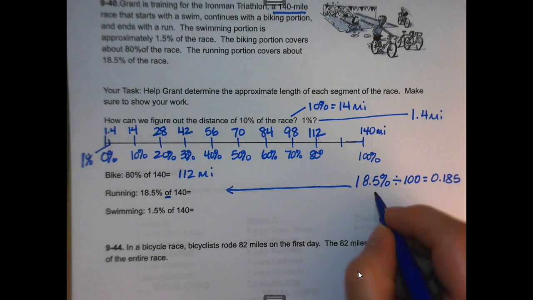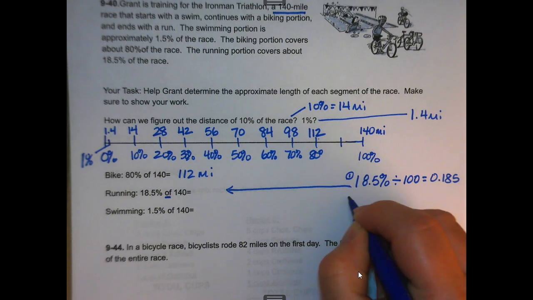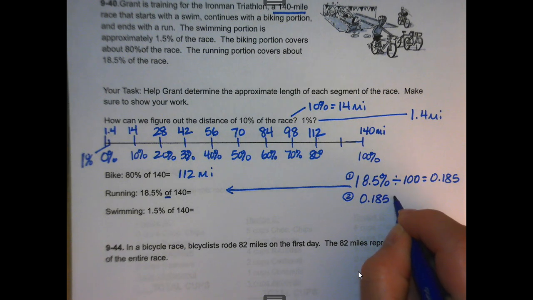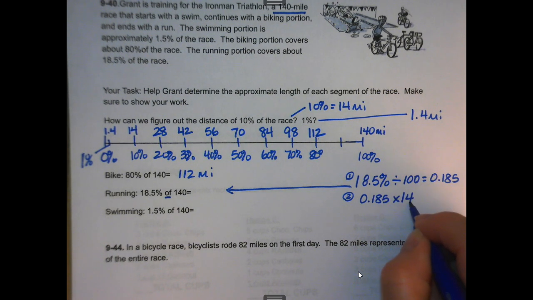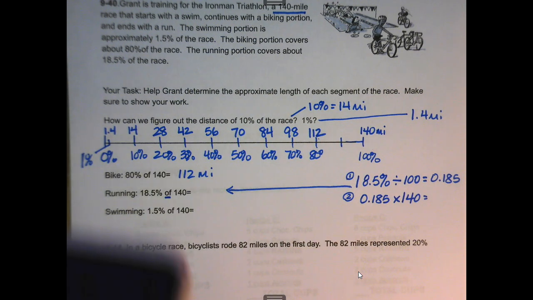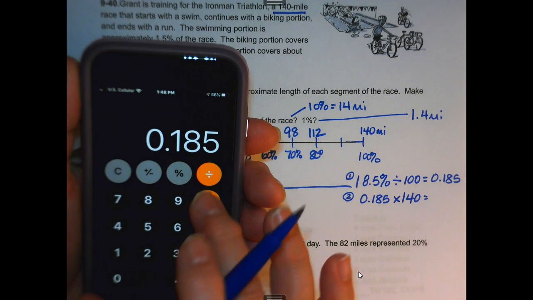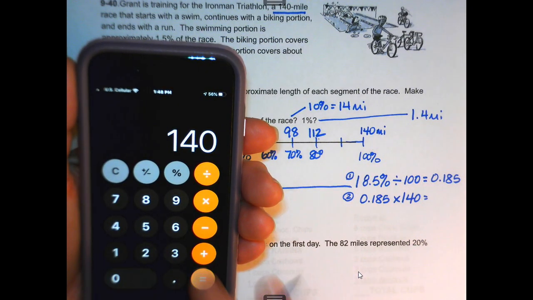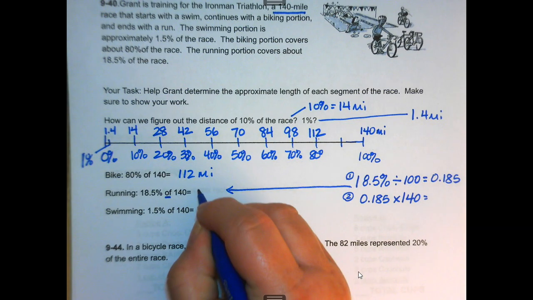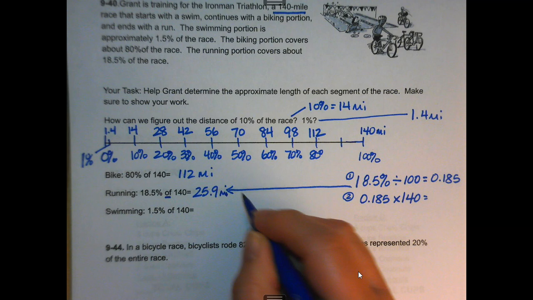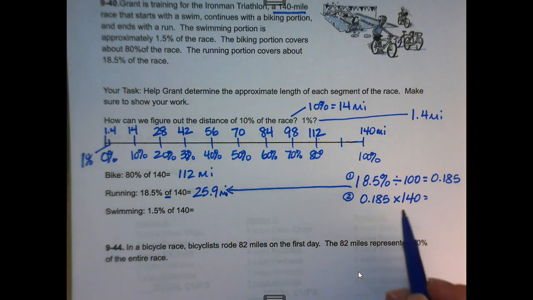And when I do the next part of this, that's the first step. The second part is to take that decimal and multiply it times 140, because that "of" was what we were going to remember as our clue to multiply. So I have the decimal in my calculator, multiply it times 140, and I get 25 and 9/10 miles.